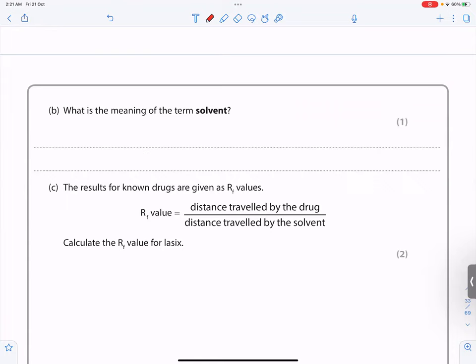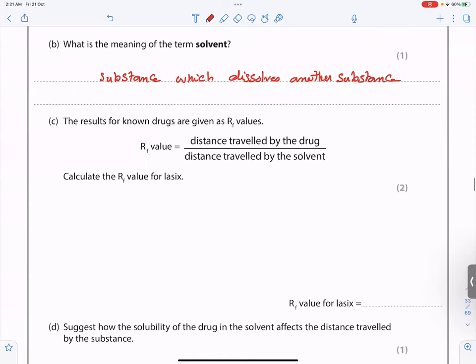What's the meaning of the term solvent? Substance which dissolves another substance. The results for known drugs are given as RF values.